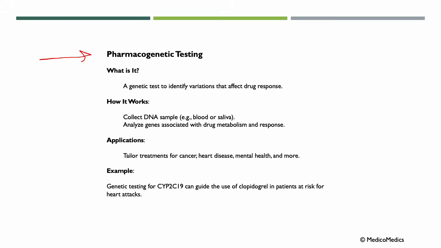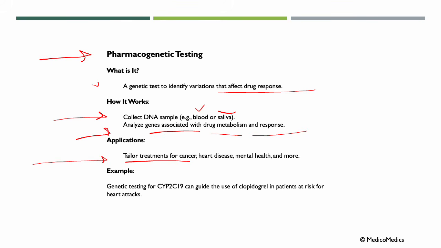What about pharmacogenetic testing? What is it? It's a genetic test to identify variations that affect drug response. How it works is we collect a DNA sample from blood or saliva. We analyze genes associated with drug metabolism and response. For the application, naturally, we can tailor treatments for cancer, heart disease, mental health, and more. For example, genetic testing for CYP2C19 can guide the use of clopidogrel in patients at risk for heart attacks.